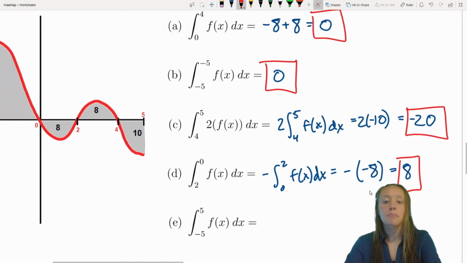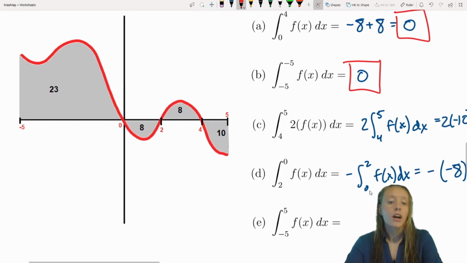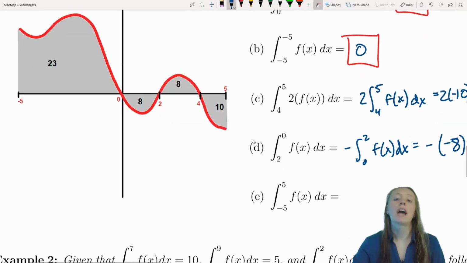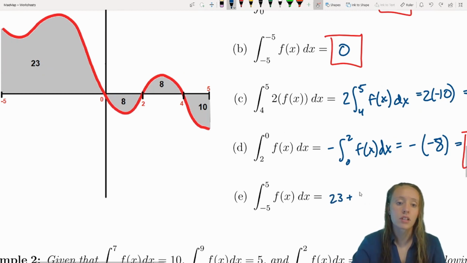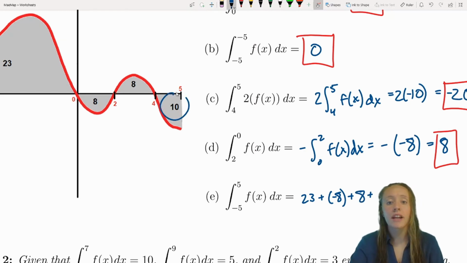And then lastly, part E, we're going from -5 to 5. So evaluating essentially our entire function that's pictured. Adding all those areas up, we'll add 23 to a -8, and then we'll add that to a +8 from 2 to 4, and then lastly to a -10.